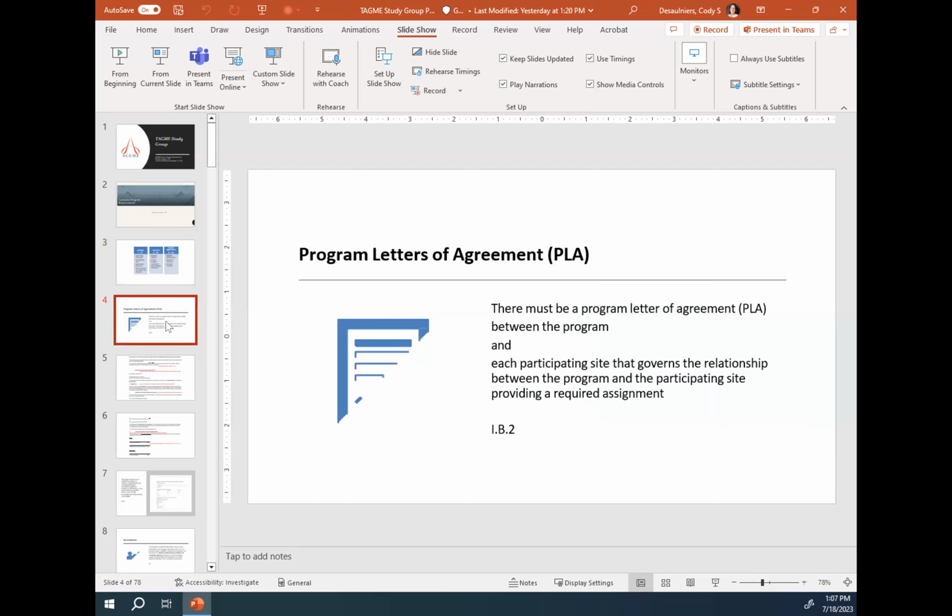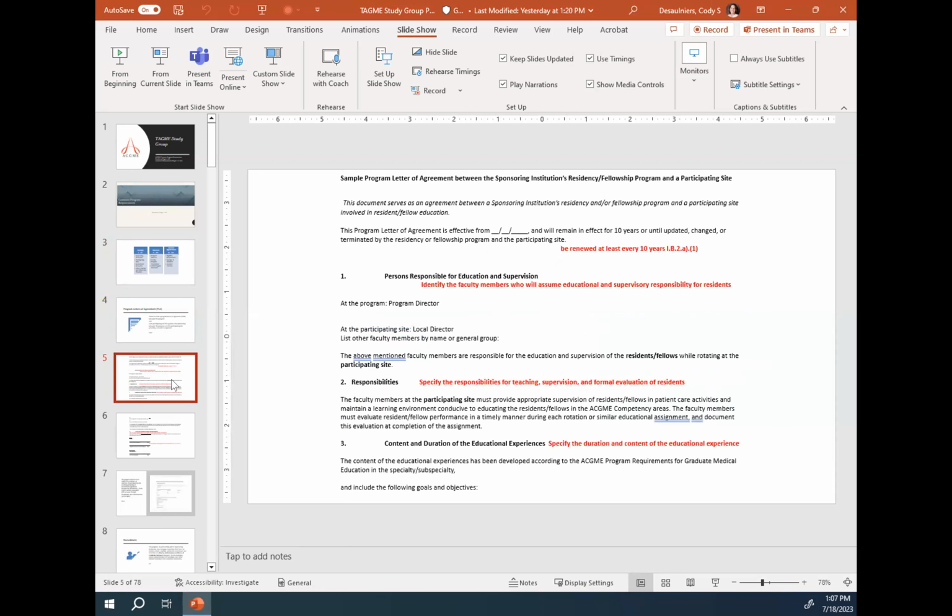Program letter of agreement. We all know there has to be a PLA between the program and the participating site that governs the relationship between the program and the participating sites. Here's a sample of a PLA. It has to be renewed every 10 years. You have to identify the faculty members who will be in charge of the educational and supervisory responsibility for the residents. And then, of course, list out the responsibilities and specify the duration.